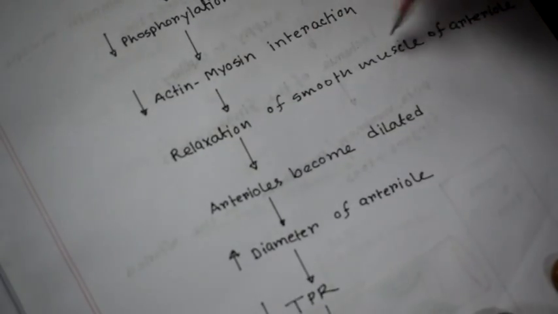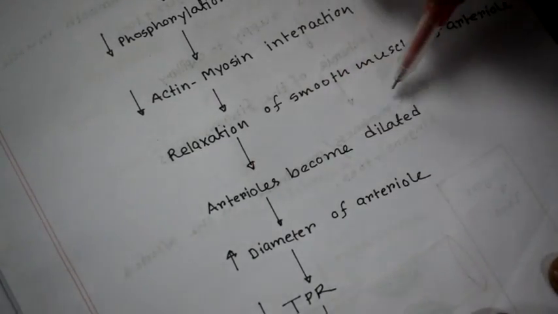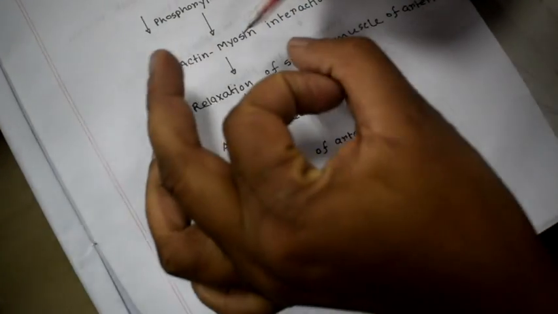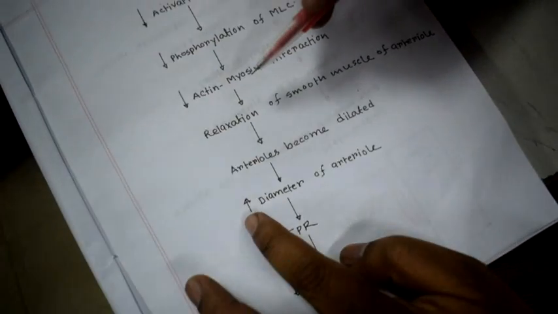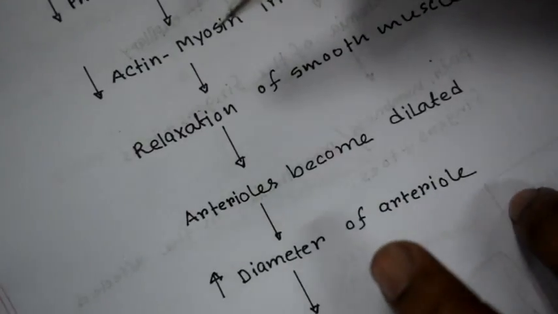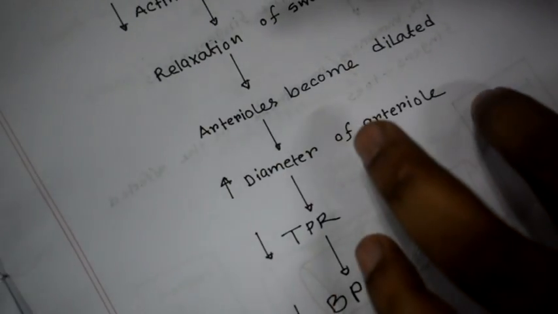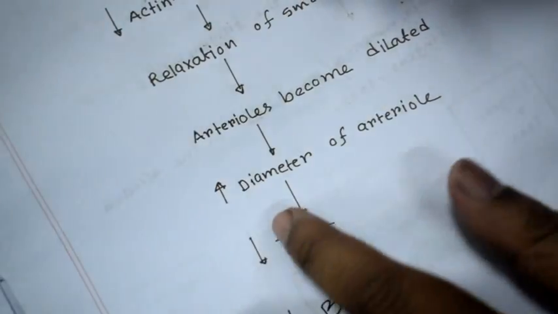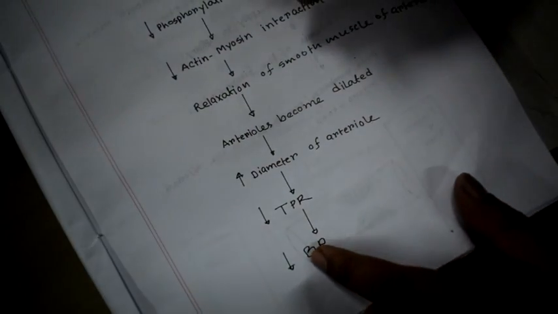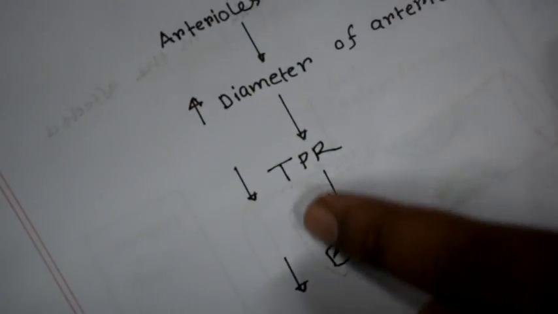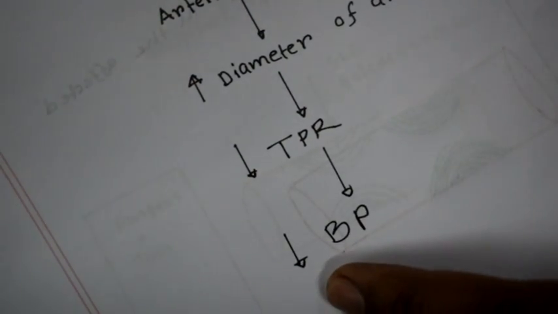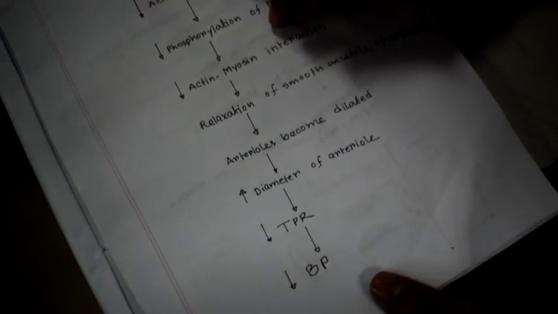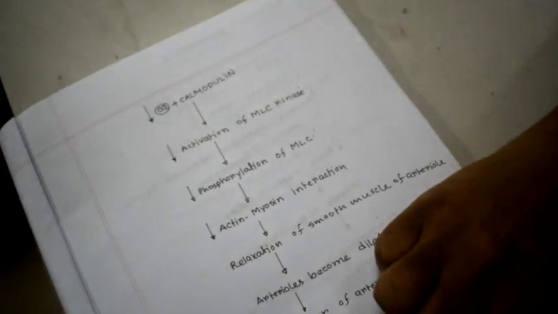When arteriolar smooth muscle relaxes, arterioles become dilated, and when your arteriole becomes dilated, the diameter or radius of the arteriole goes up. When your arteriolar radius or diameter goes up, your total peripheral resistance falls, and when your total peripheral resistance falls, your blood pressure goes down. This is the mechanism of how amlodipine or nifedipine lowers your blood pressure.